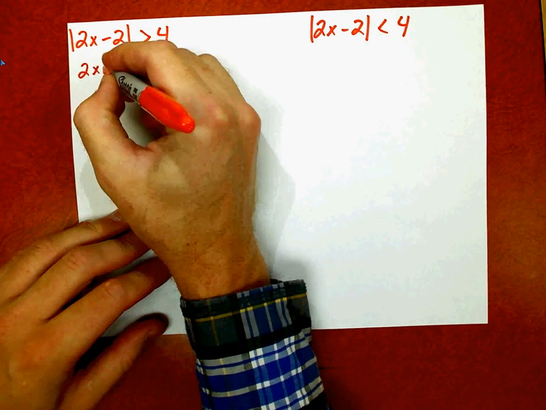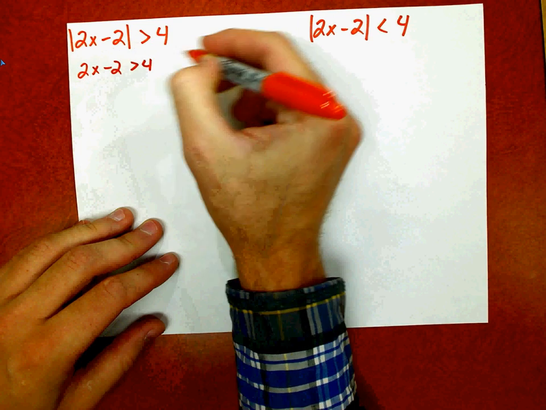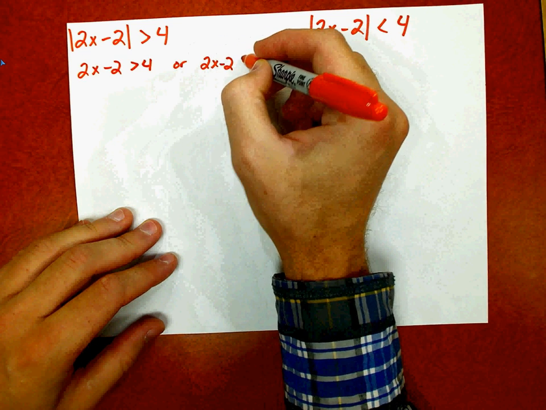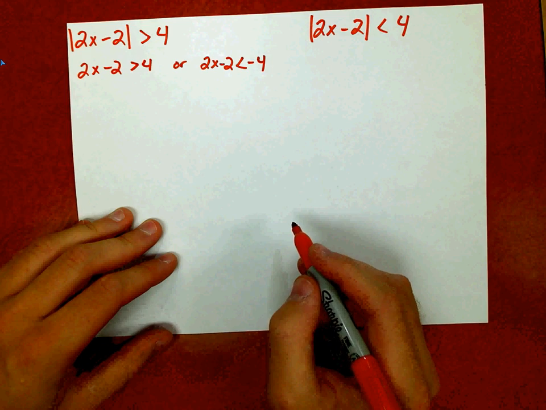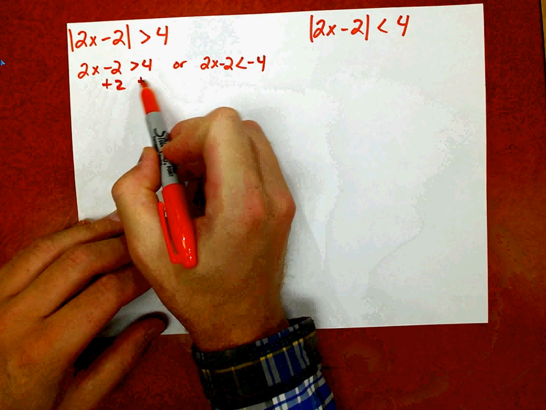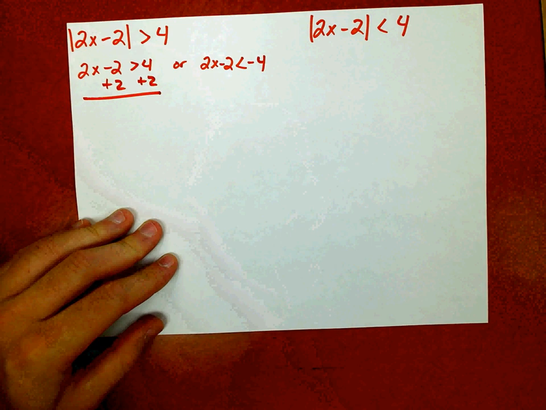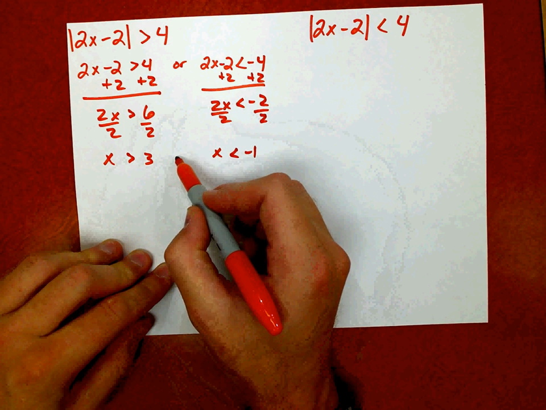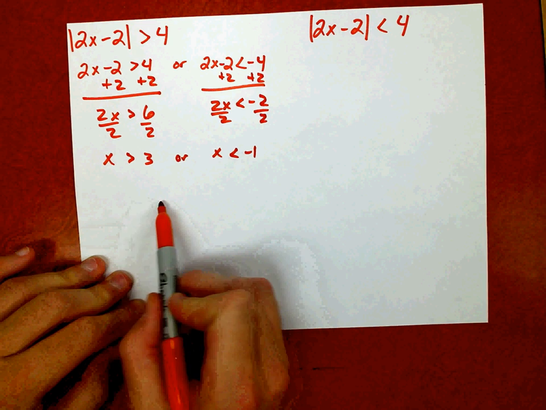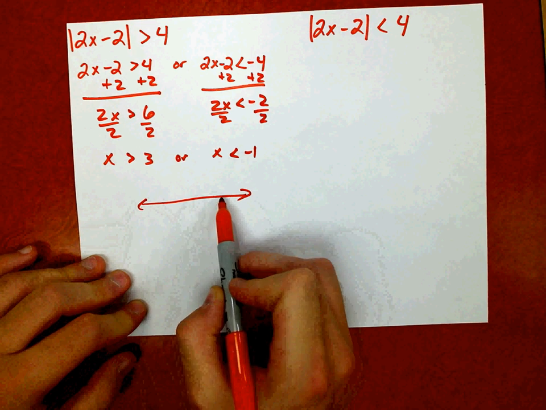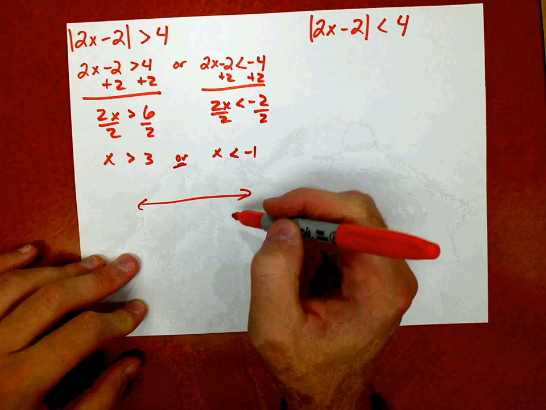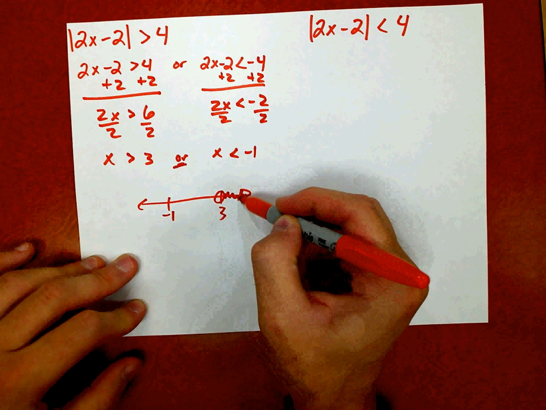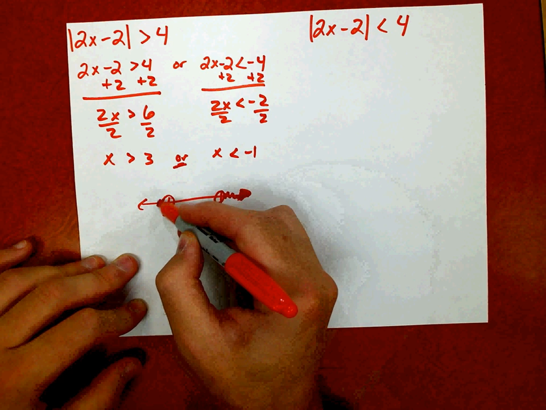So I will set up two separate inequalities: 2x minus 2 is greater than 4, or 2x minus 2 is less than negative 4. And now I'll solve each inequality separately. And now you can see that the solution set to this compound inequality is x is greater than 3 or x is less than negative 1. And when I graph this solution set, you can see that I want the union of the two because I'm dealing with an "or" statement here. So x is greater than 3 or it's less than negative 1.